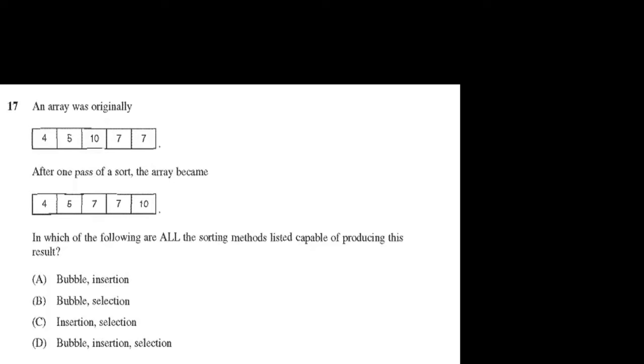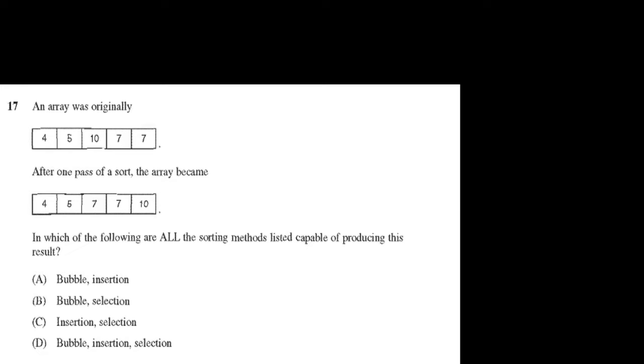Question 17. An array was originally 4, 5, 10, 7, 7. After one pass of the sort, the array became 4, 5, 7, 7, 10. Which of the following are all the sorting methods listed capable of producing this result?